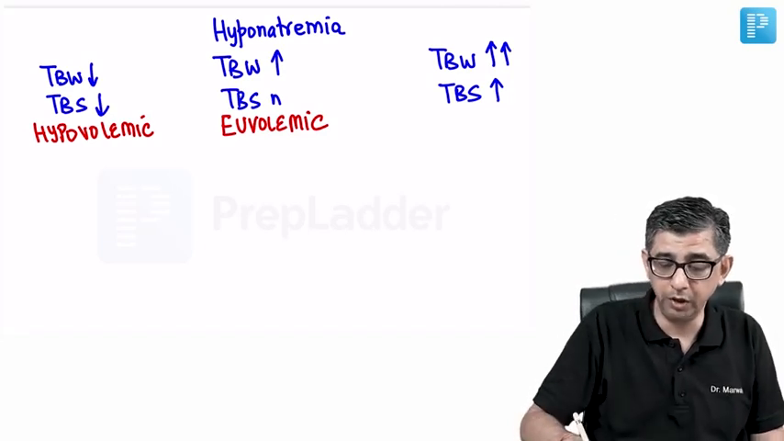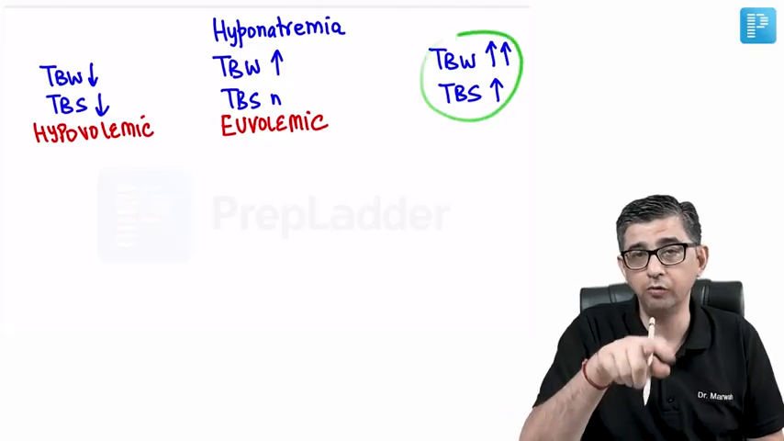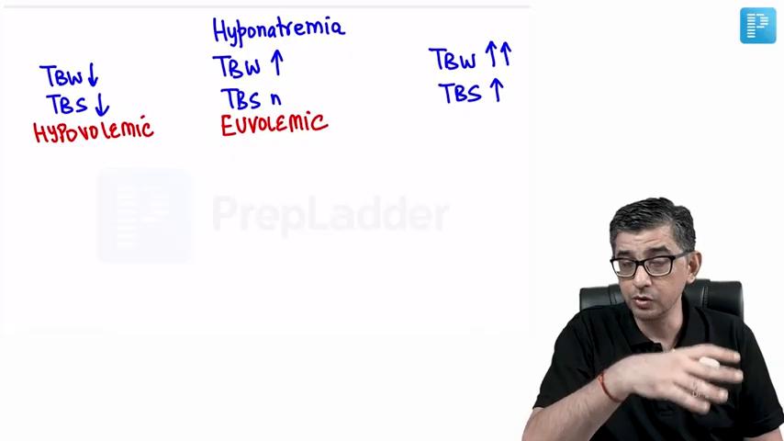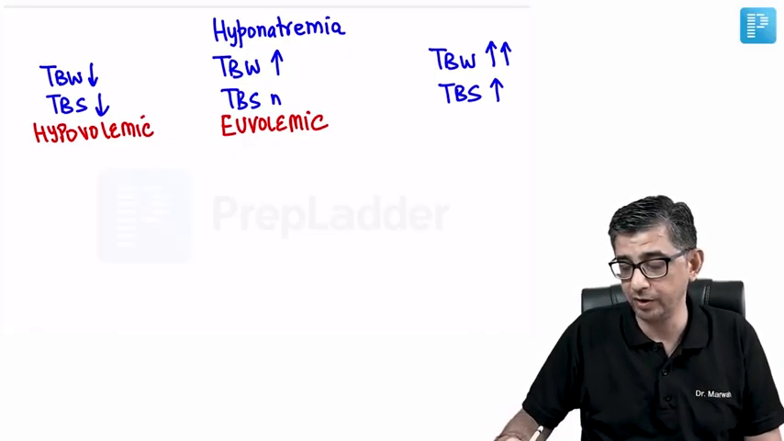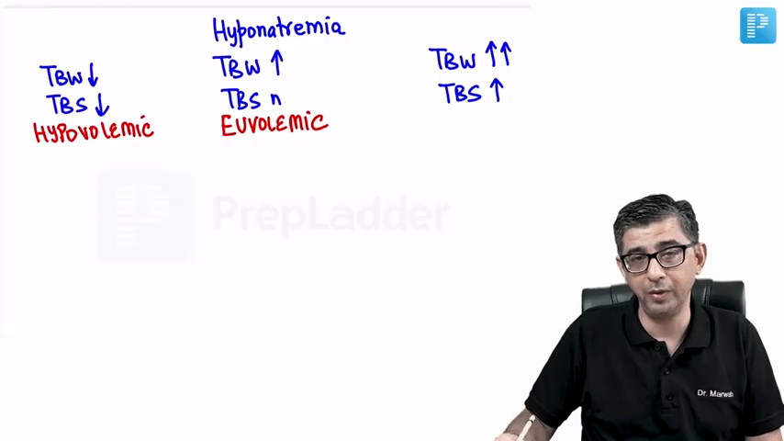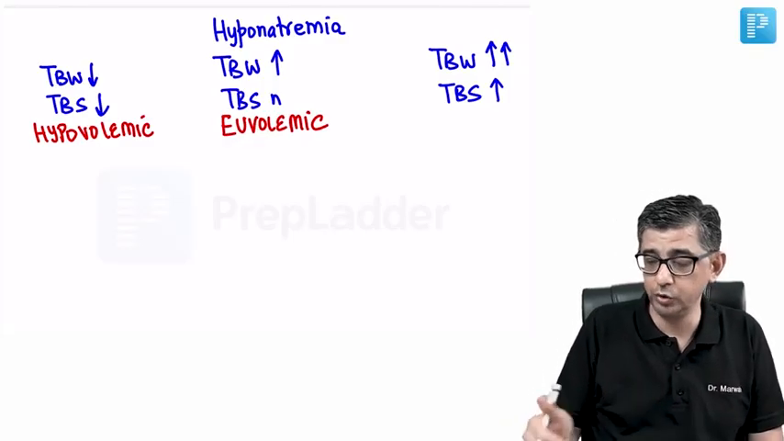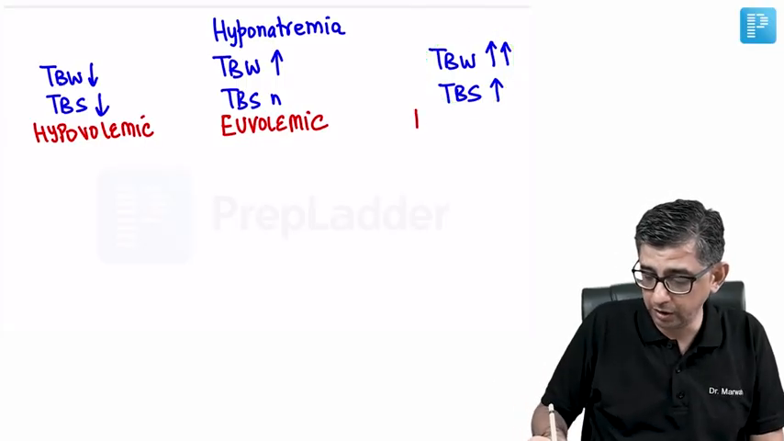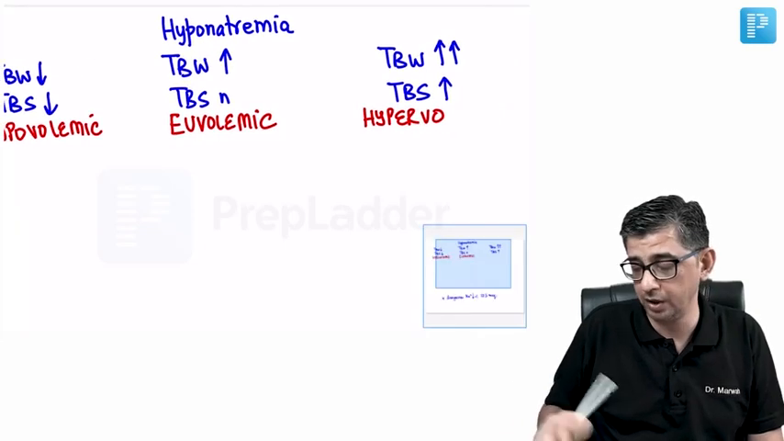For hypervolemic, you need to remember that both of these things should be increased. That is, total body water should also be more and total body salt should also be more. You can also see that I put two arrows in front of total body water and a single arrow in front of total body salt to say that, mathematically, because water is more as compared to salt, the dilution component is valid here also. But because both are increased, therefore the technical term that you will describe for this would be hypervolemic hyponatremia.